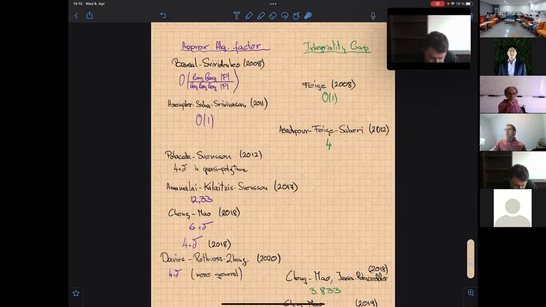And this was a time when the local lemma got algorithmized, and this was turned into an approximation algorithm with a constant, again huge but constant, factor. And on the integrality gap, very soon there was a huge breakthrough. The constant factor was reduced to 4.